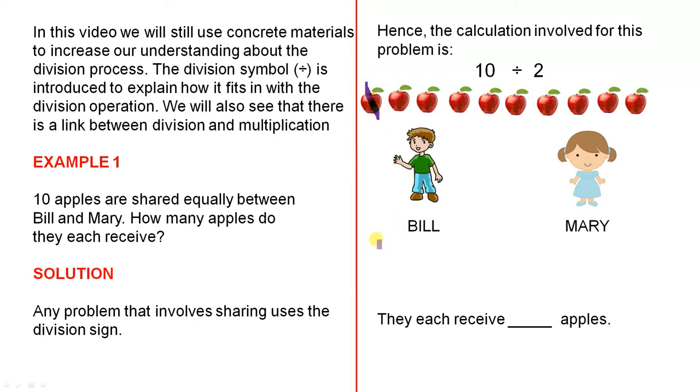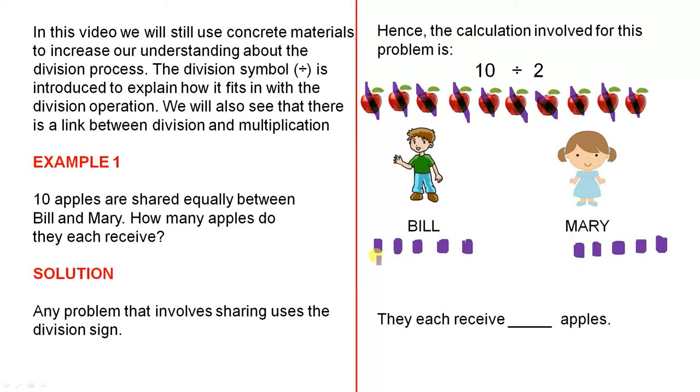We take that apple, put it there. This apple, we put it there. So they have one each. Take that apple, put it there. That apple, put it there. This one, there. And this one, there. That one there, this apple there, that one there, and that one there.